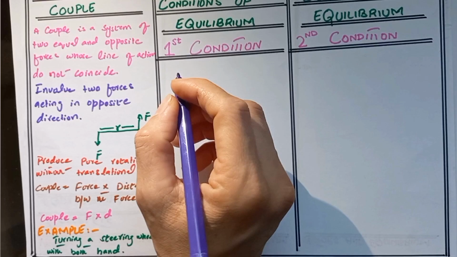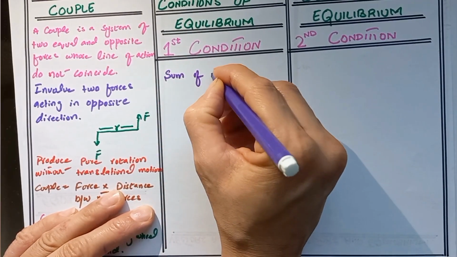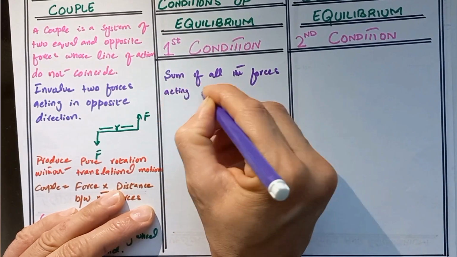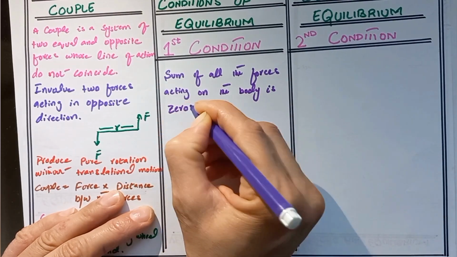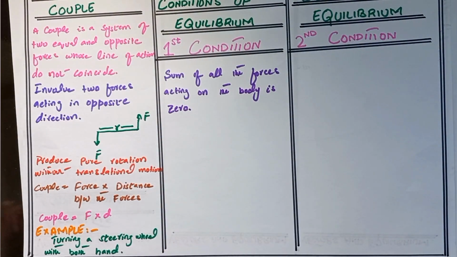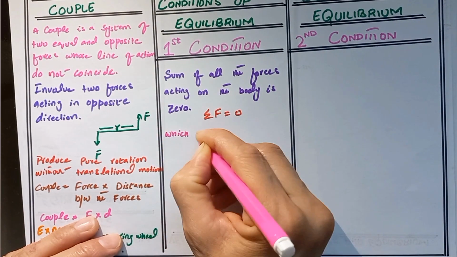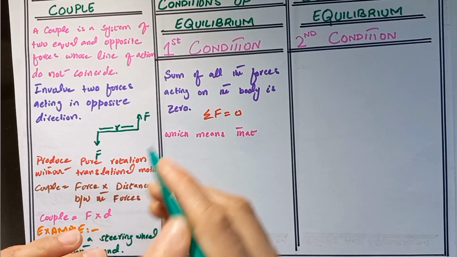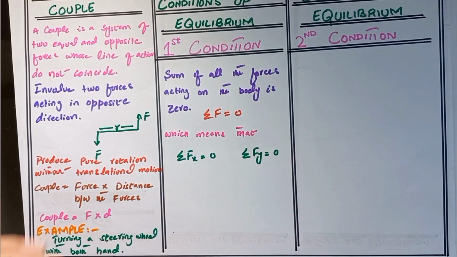Now we discuss the first condition of equilibrium. Sum of all the forces acting on the body is 0. So here we write summation of F is equal to 0, which means that sum of forces along x-axis is equal to 0 and sum of forces along y-axis is equal to 0.